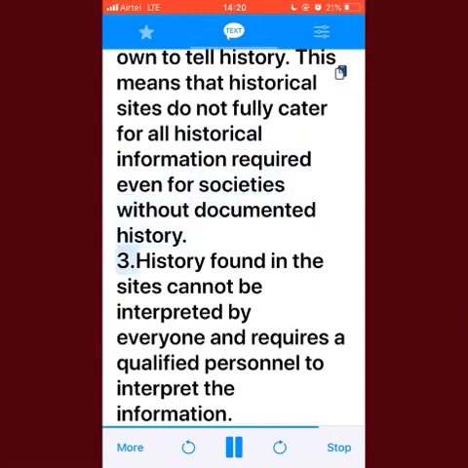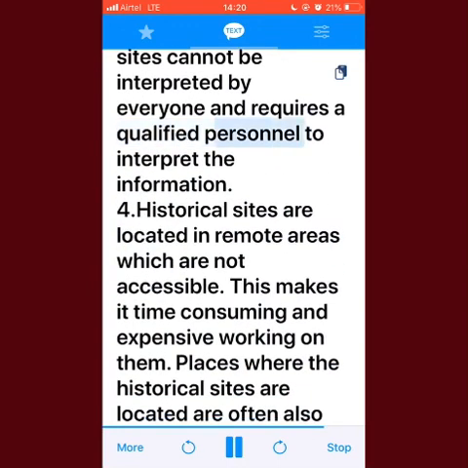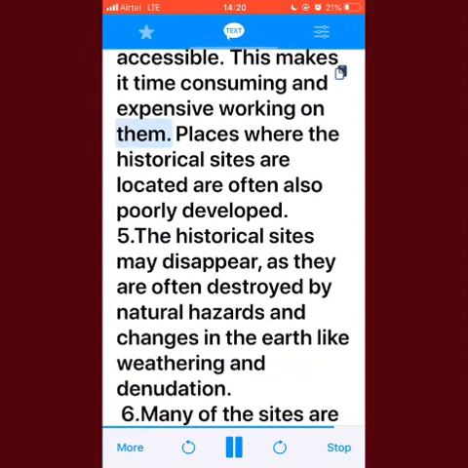3. History found in the sites cannot be interpreted by everyone and requires a qualified personnel to interpret the information. 4. Historical sites are located in remote areas which are not accessible. This makes it time-consuming and expensive working on them. Places where the historical sites are located are often also poorly developed.